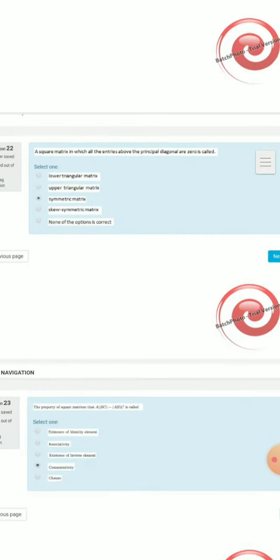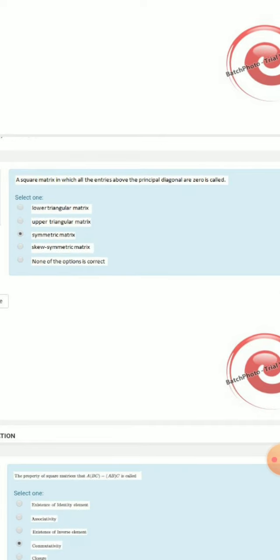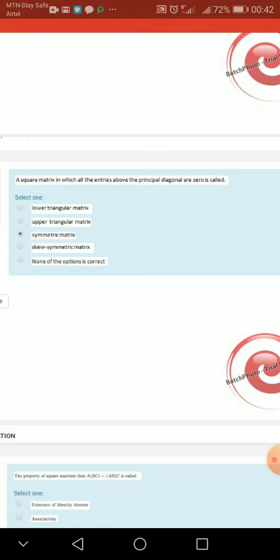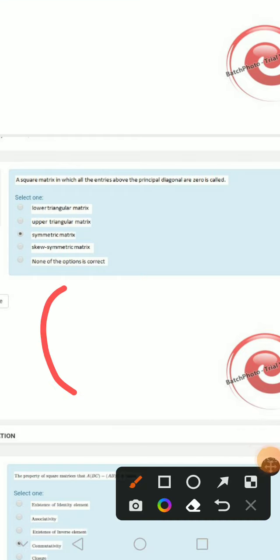Now, let's see, the next question says a square matrix in which all the entries above the principal diagonal are 0 is called... If the entries above the diagonal are 0, we call that a lower triangular matrix. But if the entries below the diagonal are 0, we call that an upper triangular matrix. Maybe I should explain to you. This is what we call a lower triangular matrix.